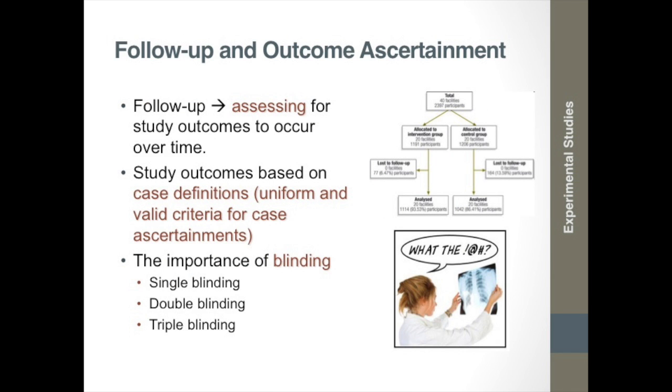Blinding is also important for follow-up and outcome assessment. In the follow-up, outcome assessment occurs over time, and for this, it's important that the study outcomes are based on valid and reliable case definitions. For outcome assessment, it's important to assess whether only the participant or the outcome assessors or the investigators, for example, are blinded to the allocation of the intervention.